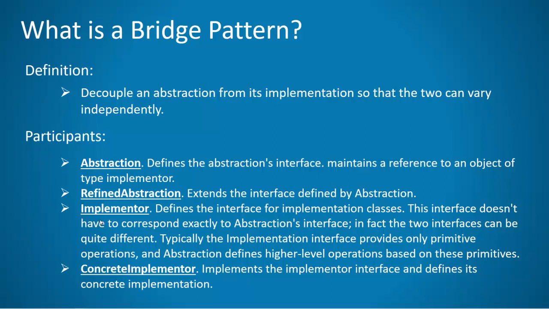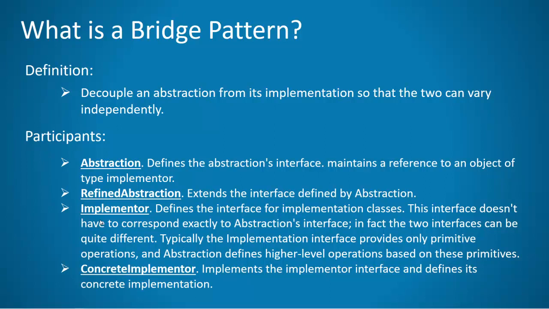Implementer, on the other hand, defines the interface for implementation classes. This interface doesn't have to correspond exactly to the abstraction interface. In fact, the two interfaces can be quite different. Typically, the implementation interface provides only a primitive operation, and abstraction defines higher level operation based on this primitive. While the concrete implementer implements the implementer interface and defines its concrete implementation.